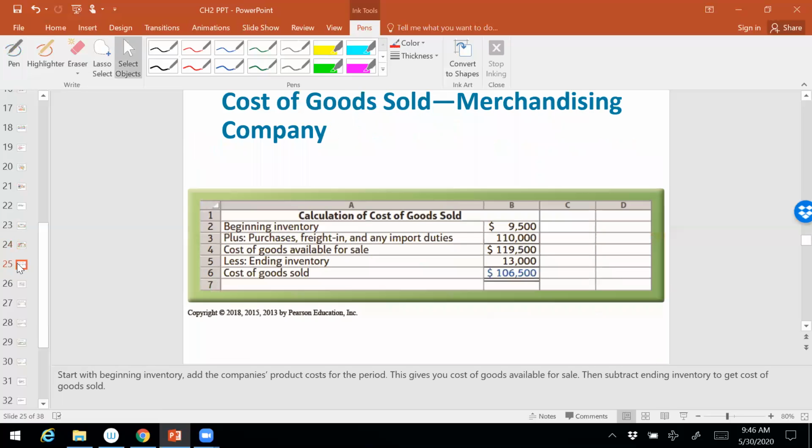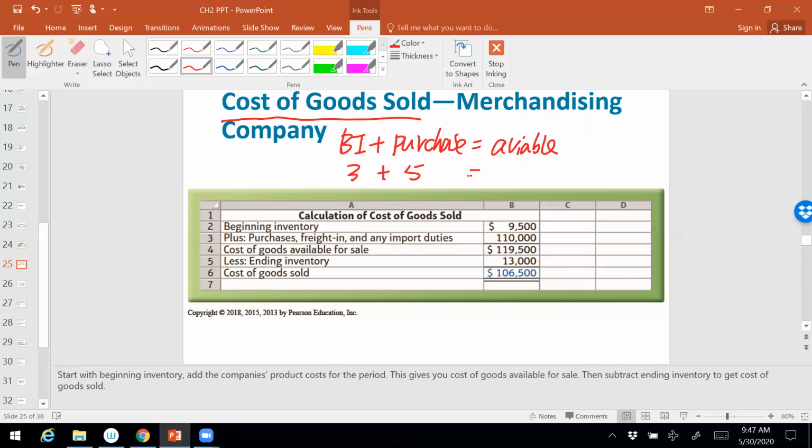Okay, so the next slide basically tells you how you get your cost of goods sold. We already talked about that. It's your beginning inventory plus your purchase. That gives you available for sale, right? Remember, you had the 3 eggs plus the 5 eggs. You totally can sell 8 eggs. The 8 eggs have 2 parts. Either they will not be sold, so they become your ending inventory, or they will be sold and become cost of goods sold.